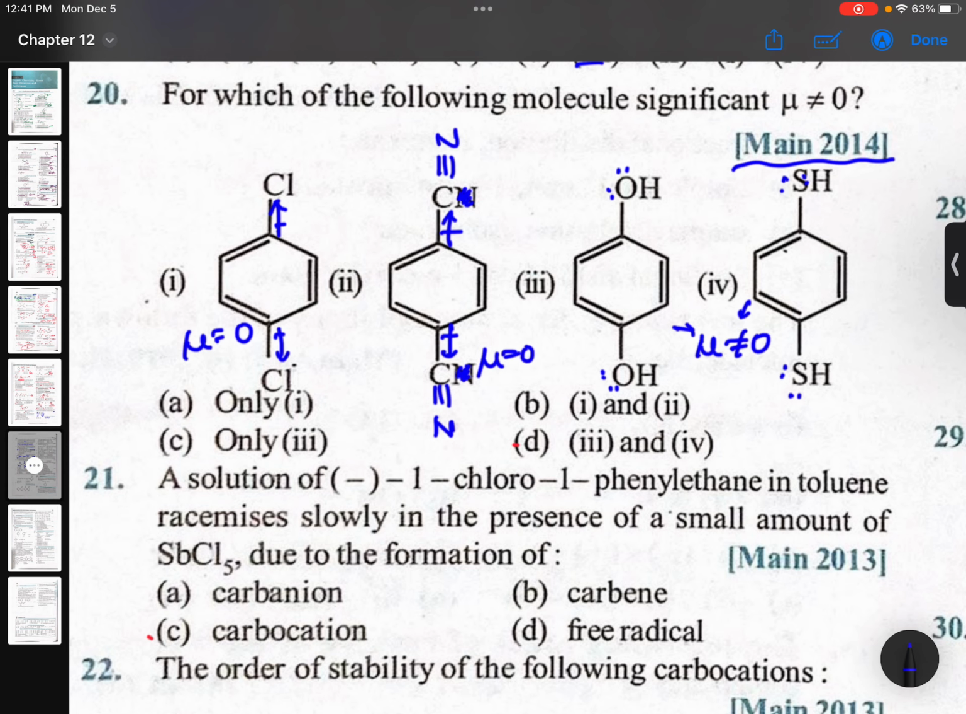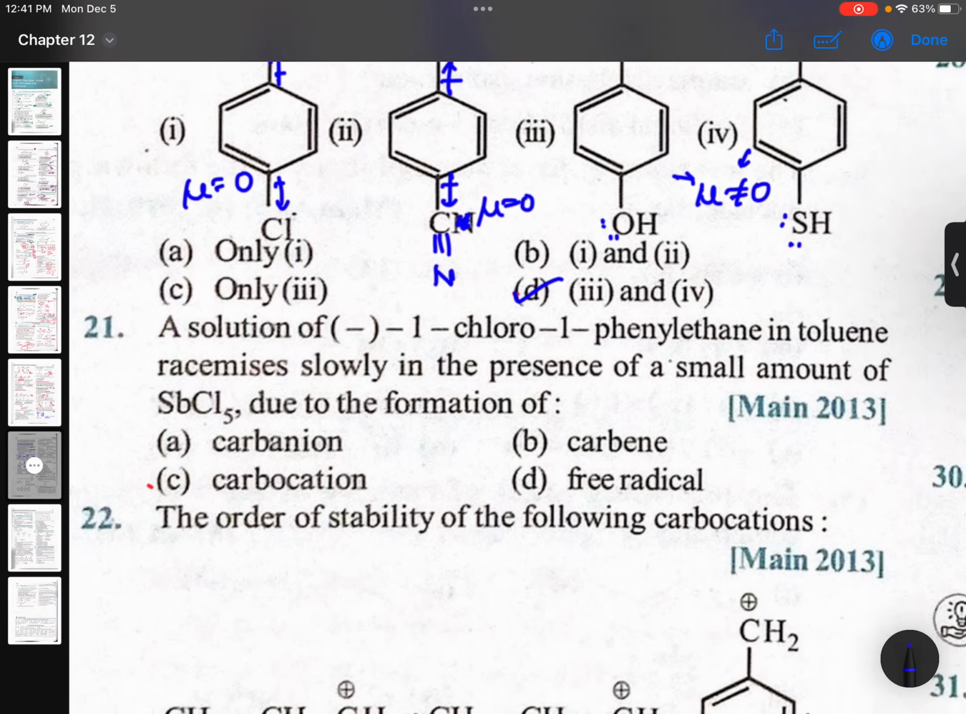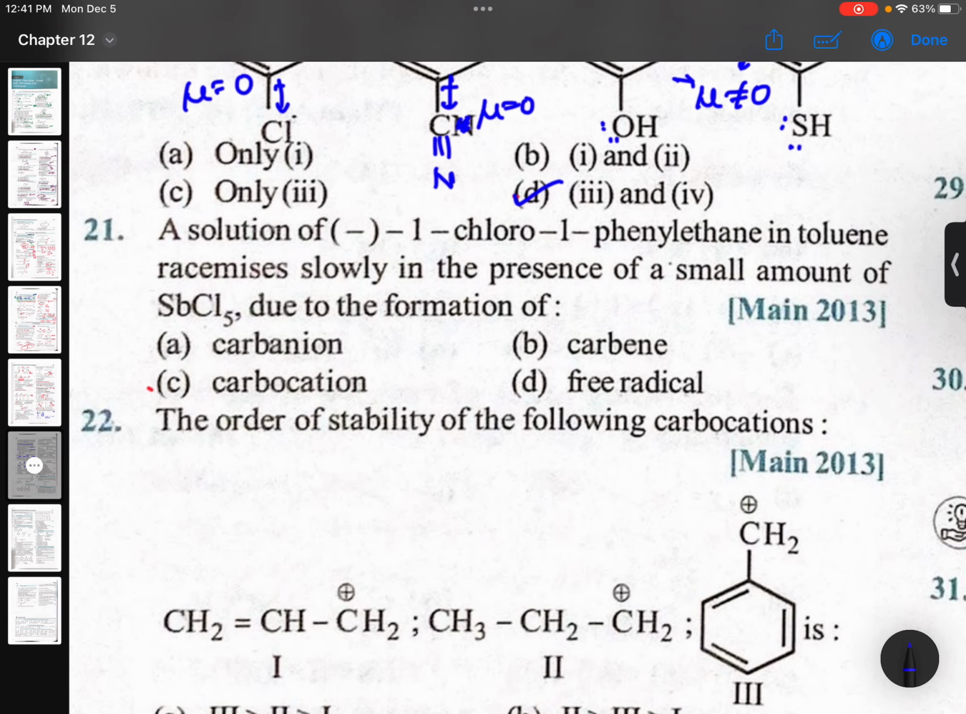So 3 and 4. A solution of 1-chloro-1-phenylethane racemizes slowly in the presence of a small amount of SbCl5. Racemizes means there must be a carbocation, because only a carbocation will give you the racemic mixture. It can give a chance to attack from the front side or rear side. So it must be a carbocation.